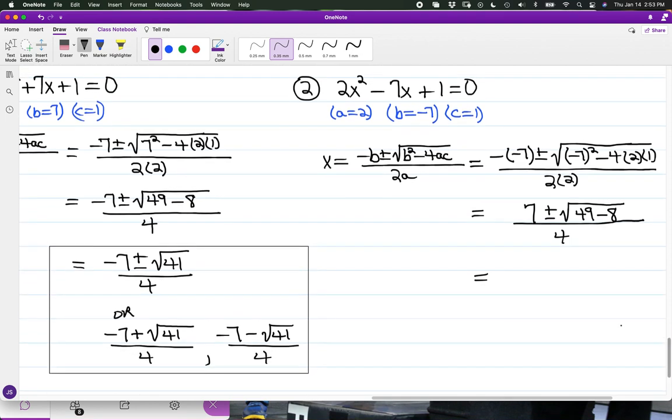And this time for the set of solutions, we have positive 7 plus or minus the square root of 41 all over 4. And again, if you itemize, you have 7 plus the square root of 41 over 4, and 7 minus the square root of 41, also over 4.